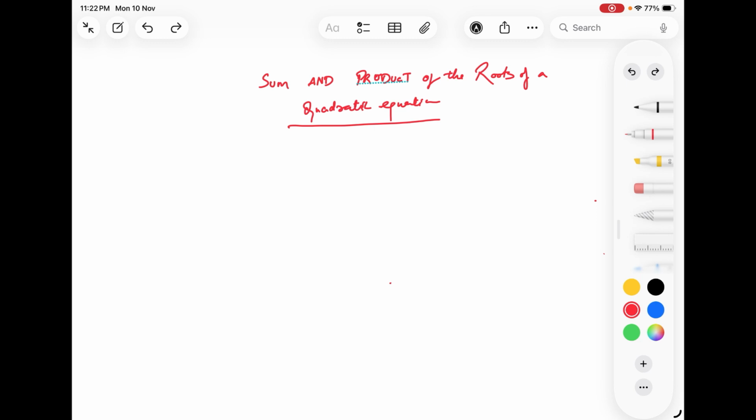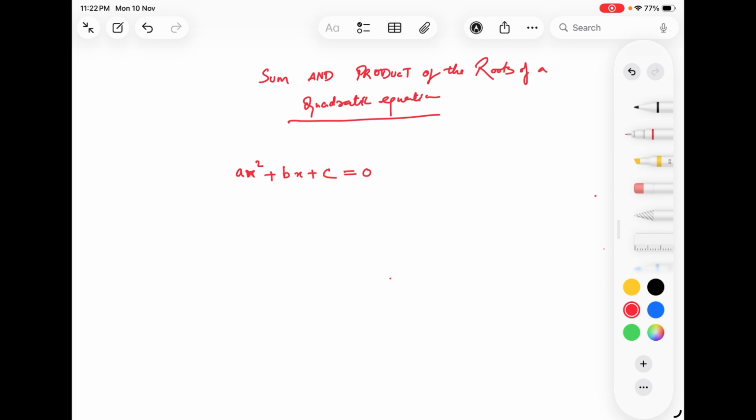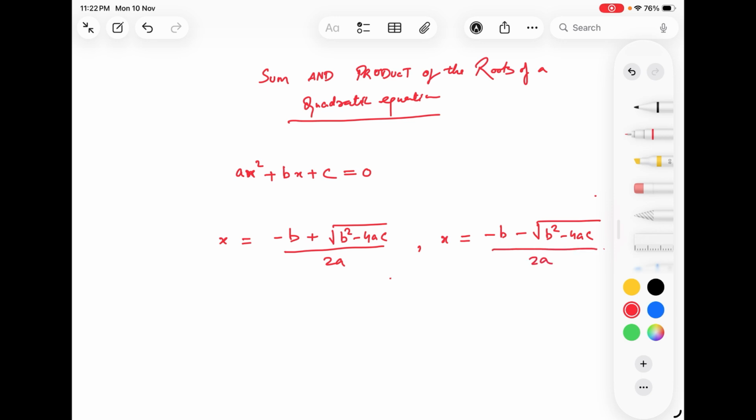Let us suppose we have a quadratic equation ax square plus bx plus c equal to 0. We know that if we use the quadratic formula, we can get two roots as x equals to minus b plus root of b square minus 4ac upon 2a, and the second root is minus b minus under root of b square minus 4ac upon 2a. Let us suppose that the first root is alpha and the second root is beta, right?